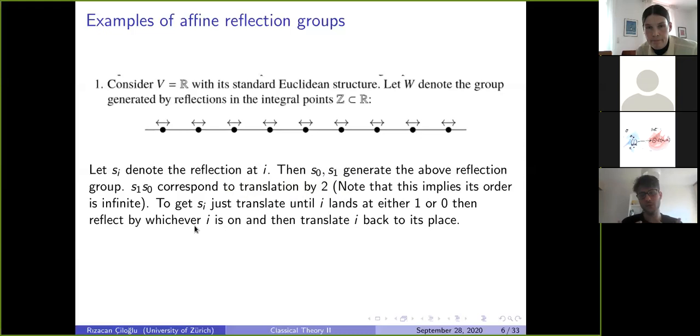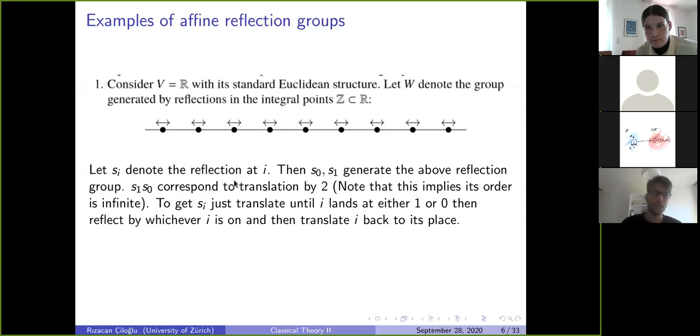We will just show that these two elements can generate any other reflection. And since the other reflections generate the group, these two will generate the whole group. So to get Si, we will just translate i until it lands at either one or zero, since it's either odd or even. We have translation by two, and by its inverse, we have translation by minus two. Then we do our reflection at whichever one i lands on, either one or zero, depending on the parity of i. And then we translate it back to its place. So the point i will be preserved because we move it back to its place, and the orientation will be reversed because we reflect once. We know what happens to the orientation and to a point, so it will just be the reflection at the point i. It will be Si. Therefore, these two elements will generate the whole group.